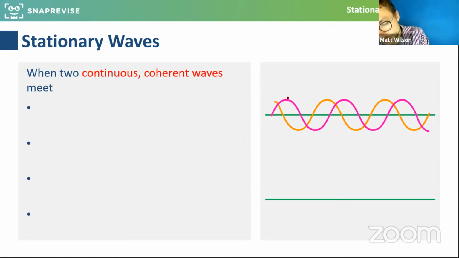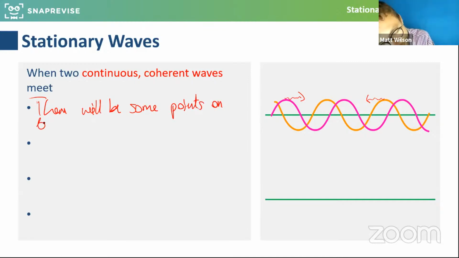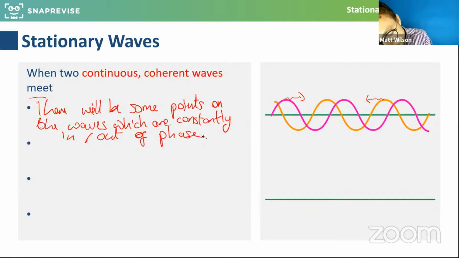So let's say the pink wave here is moving to the right. And let's say the orange wave here is moving to the left. Okay. So there are going to be some points here which work together and some points which work against each other. So let me just write here. There will be some points on the waves which are constantly, and we'll talk about this constantly bit in a second, so don't worry if it doesn't make too much sense for now, in/out of phase. So we'll come to this in a second, but I'm going to put in an extra point now, which I think will be easier to interpret this in terms of.